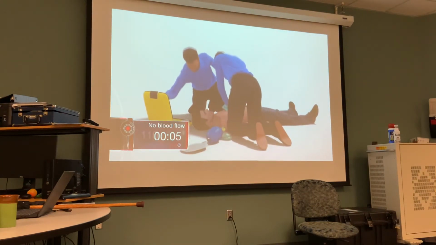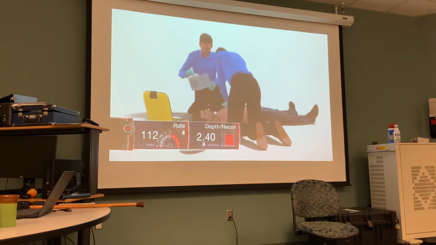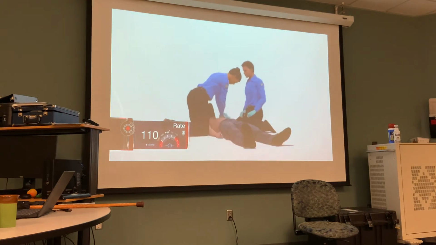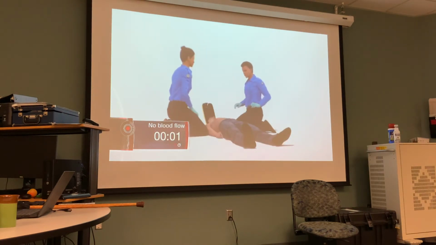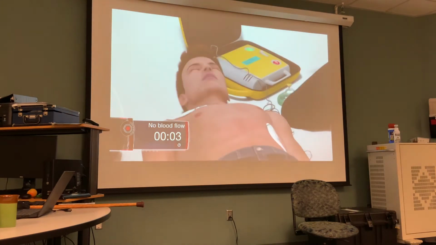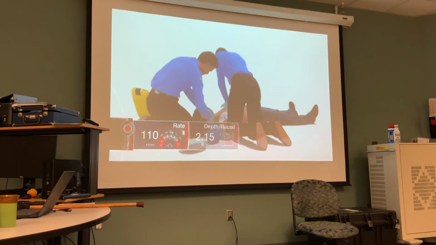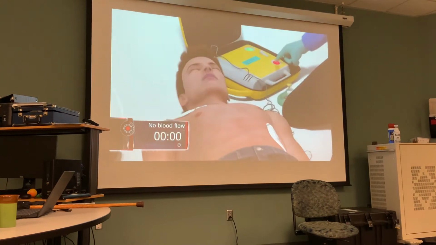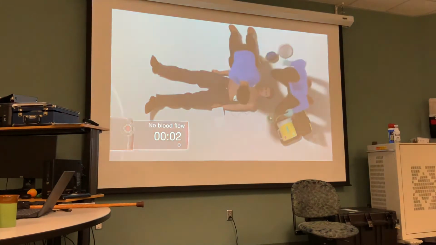Attach pads to patient's bare chest. Plug in pad connector. Analyzing heart rhythm. Do not touch the patient. Shock needed. Charging. Stay clear of patient. Clear. Shock now. Shock delivered.